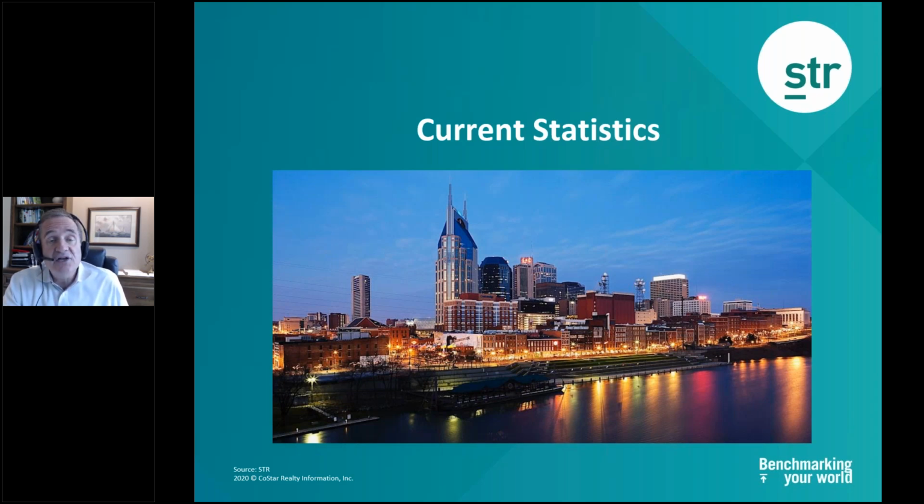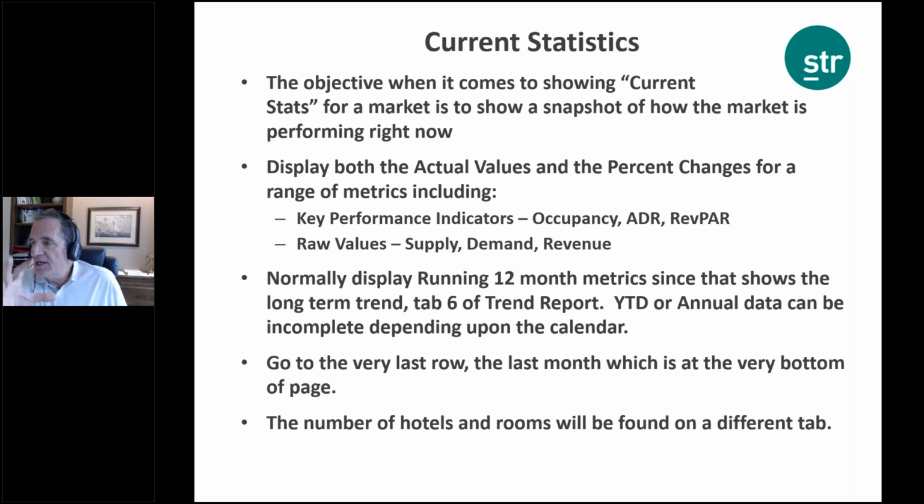The second component has to do with current statistics. What do we look like? A snapshot of performance data as of right now, last month. So current stats, a snapshot, just like I said, we're going to be displaying a range of metrics in this particular, and we're just going to use one slide mainly. We're going to show actual values and percent changes for the key performance indicators. That's the occupancy, the average daily rate, and the RevPAR, as well as the raw data values, the supply, rooms available, the demand, rooms sold, and the revenue.